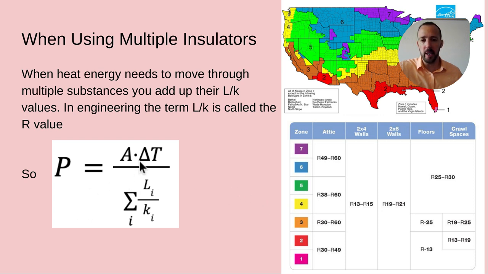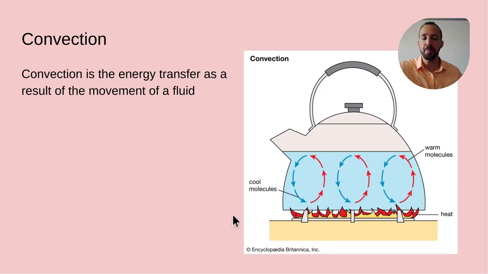And you can see an equation here which deals with the amount of energy transferred from your hotter area to your colder area, again, based off of area, change in temperature, and then the sum basically of your insulation. And you would just add up your different insulation types, and that would eventually get you your R value.